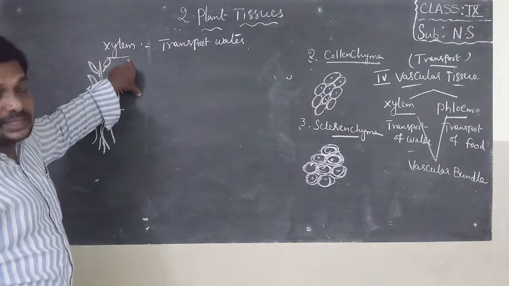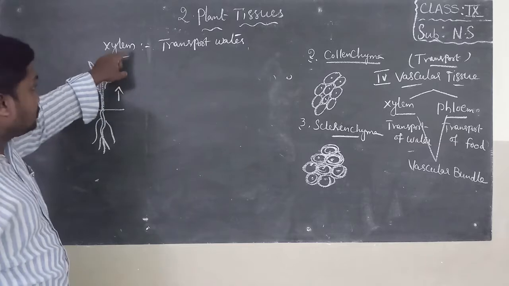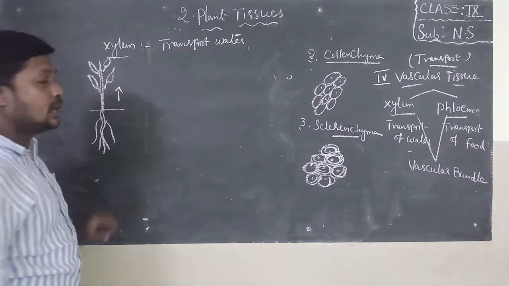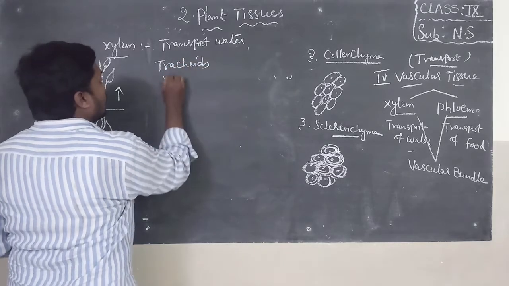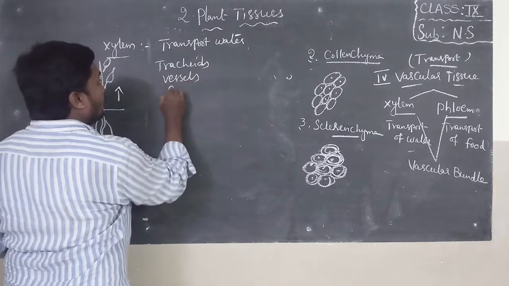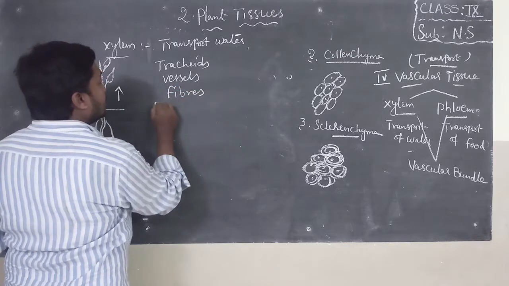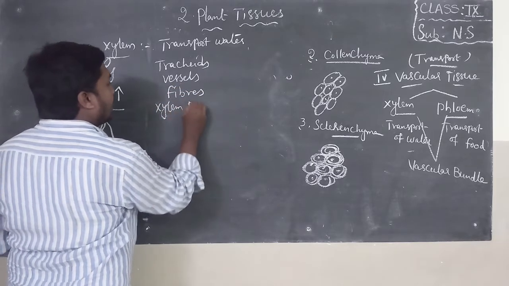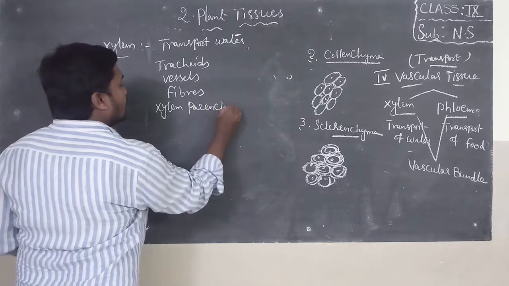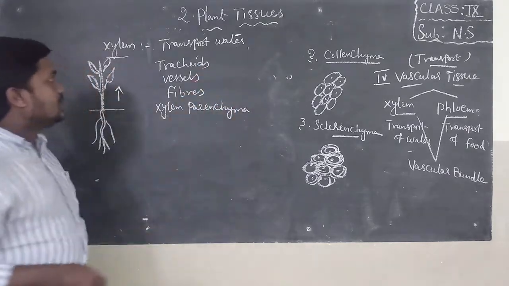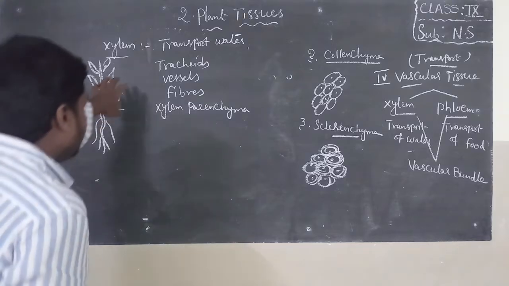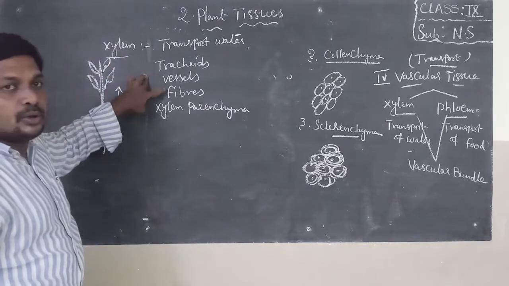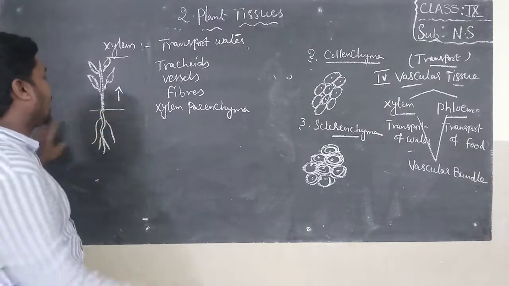So name the cells which are present in xylem tissue. Xylem is a tissue, no? So xylem consists of tracheids, vessels, fibers, xylem parenchyma. So these four are the four types of cells which we can find in a xylem tissue: tracheids, vessels, fibers, xylem parenchyma.